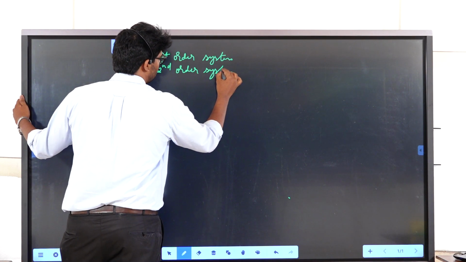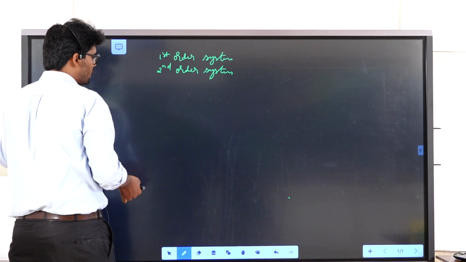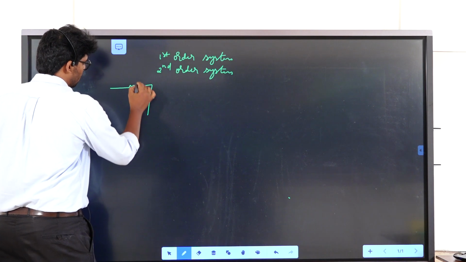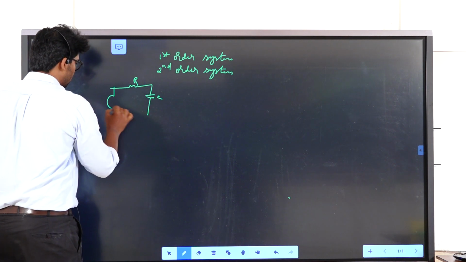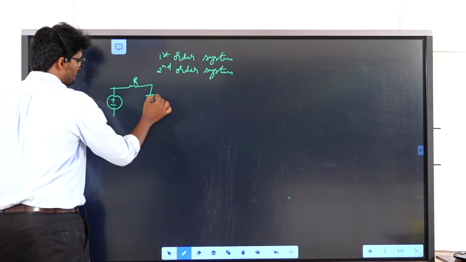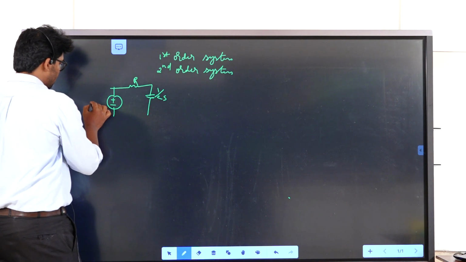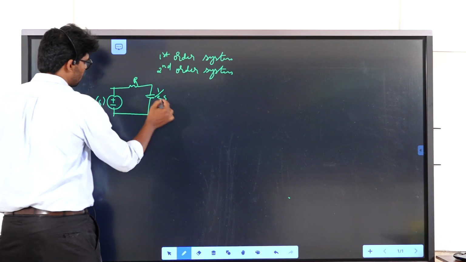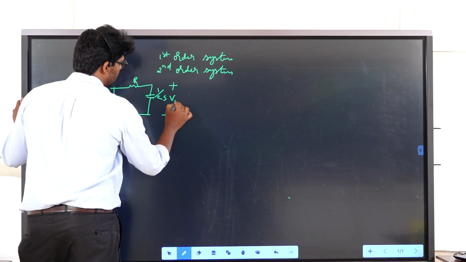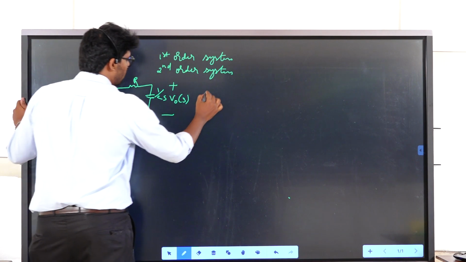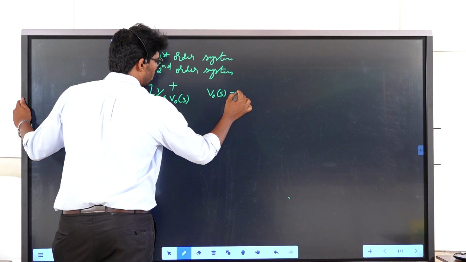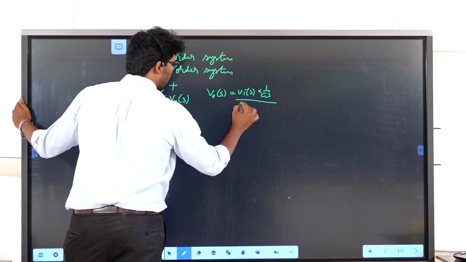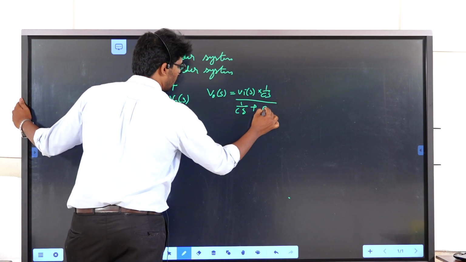Okay, so to know what is first order system, I'll be taking one circuit, that is a simple series RC circuit, which is Laplace of this is 1 by Cs, and the input Laplace is, let us designate, V of s, and the output I want to take is V naught of s. So by voltage division rule, we have V naught of s equal to V of s into 1 by Cs divided by 1 by Cs plus R.